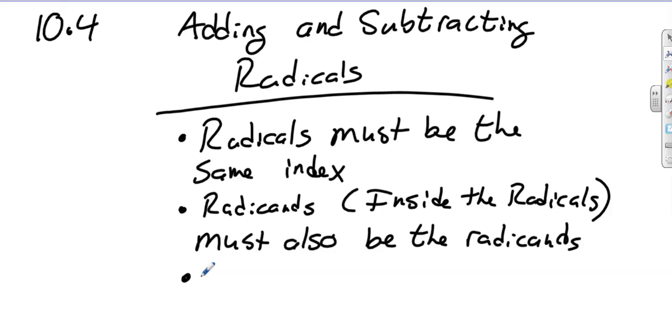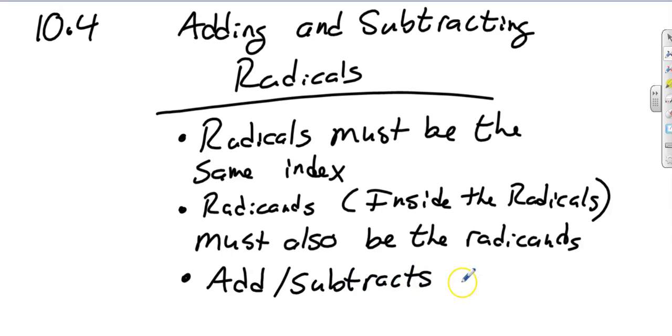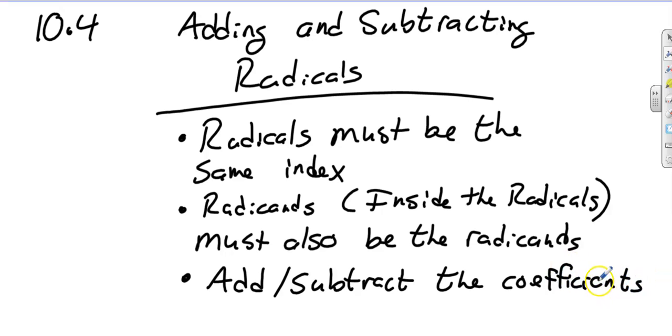Okay, so when the indexes are the same, square roots, they all have to be square roots, or they all have to be third roots, something like that. If the radicands on the inside are the same, then on the outside you add or subtract the coefficients, whatever the signs are. And the coefficients are what's in front of your radical. So add or subtract the coefficients in front of the radicals.